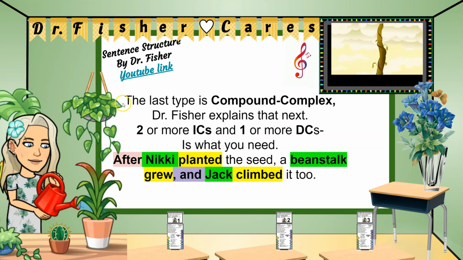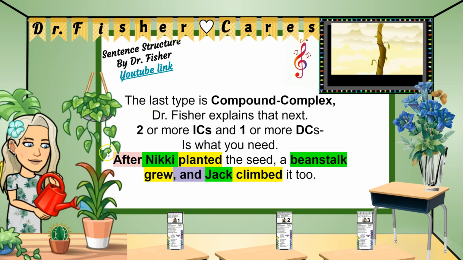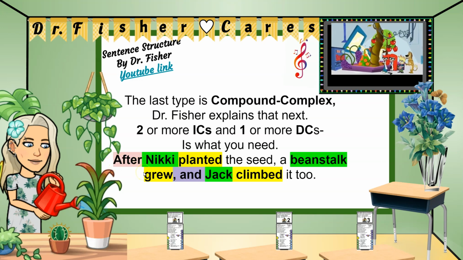The last type is compound complex. Dr. Fisher explains that next, two or more ICs and one or more DCs is what you need. After Nicky planted the seed, a beanstalk grew and Jack climbed it too.